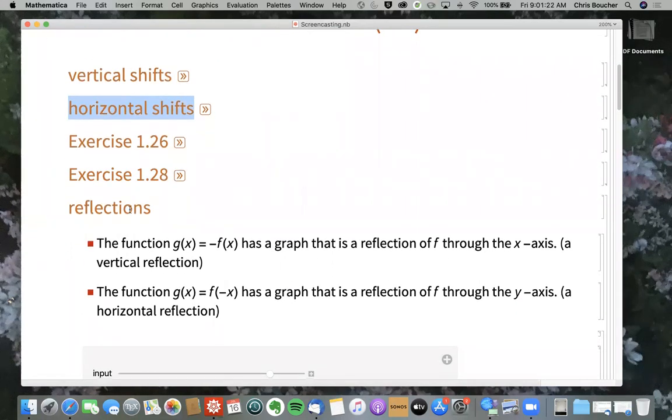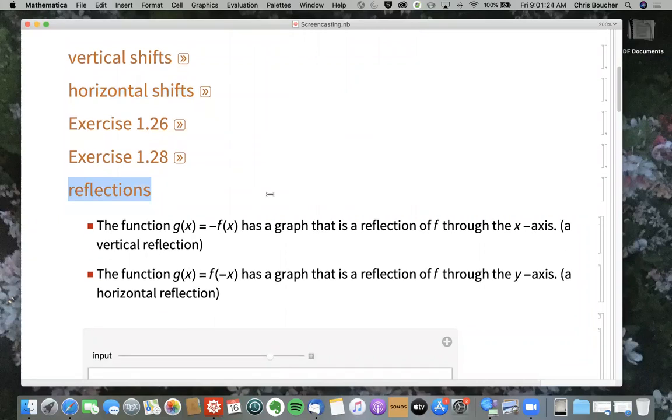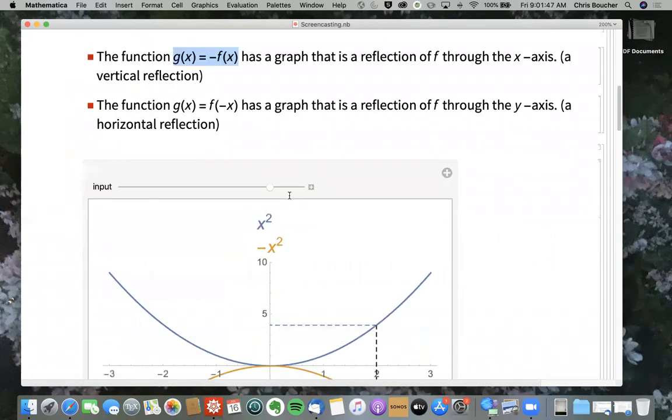So a reflection, there are two kinds of reflections, and they're accomplished by introducing a minus sign either outside the function like this or inside the function like this, right? All of our transformations can have two different flavors, one where we do something to the output and the other where we do something to the input. So let's focus on this kind of reflection first. We put a minus sign in front of the function.